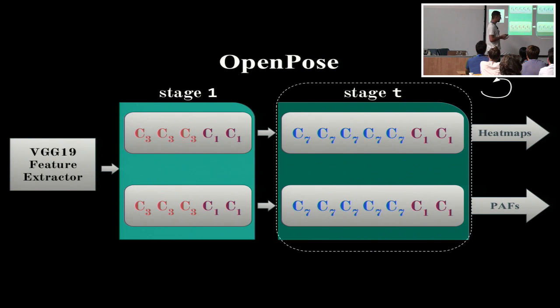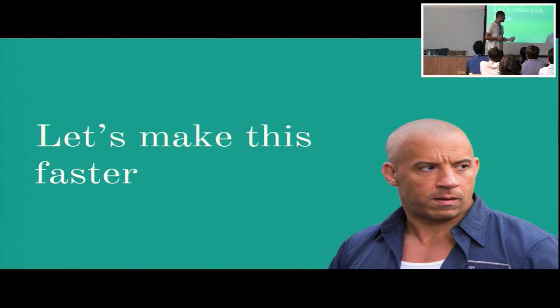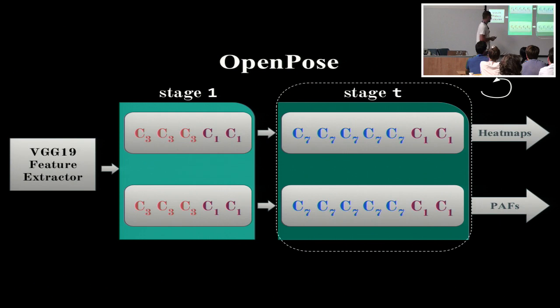Okay, so how can we make this less expensive? How can we make it faster? What we have to do is reduce operations. So let's make this faster. The first thing is that we can realize that this is a convolutional layer, that's another convolutional layer, and that's another. They're all convolutional layers.